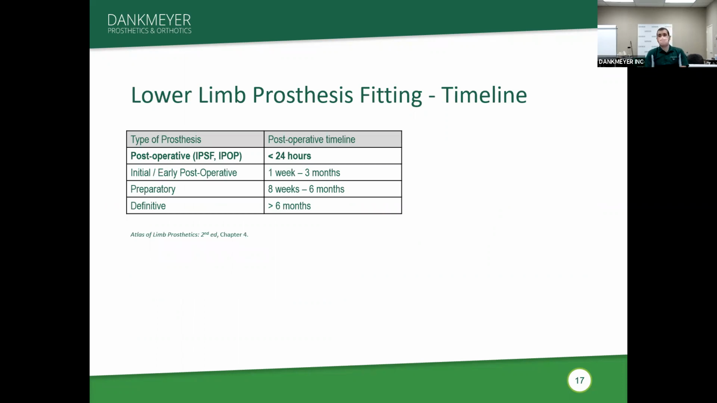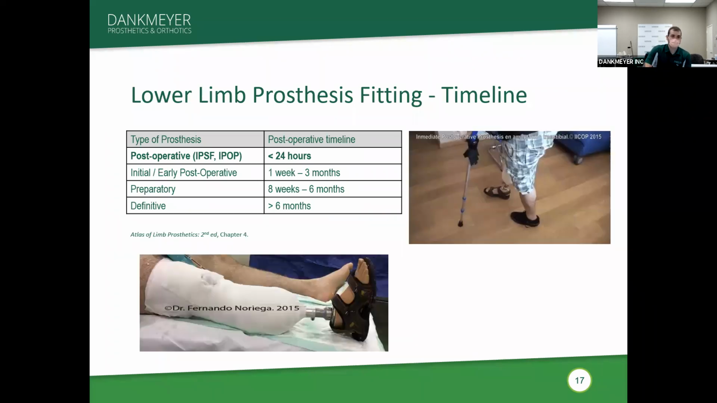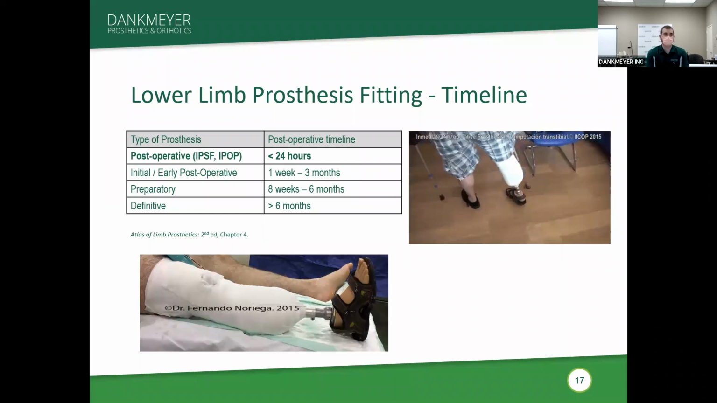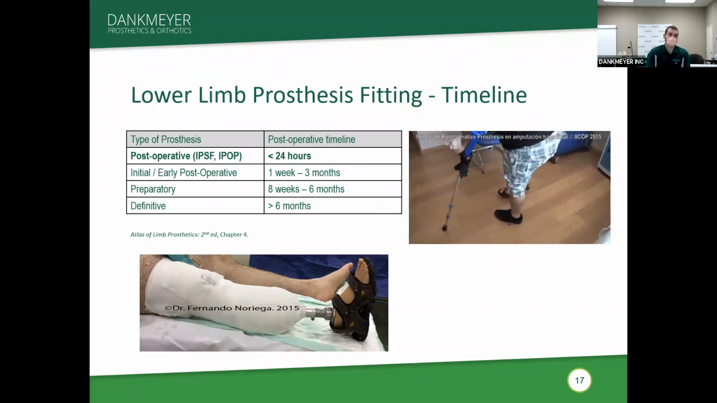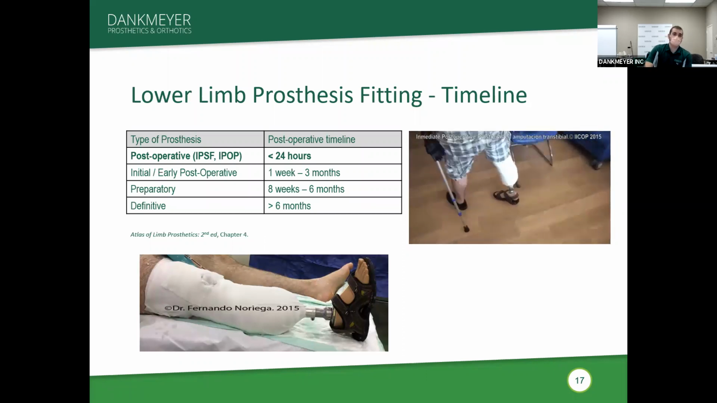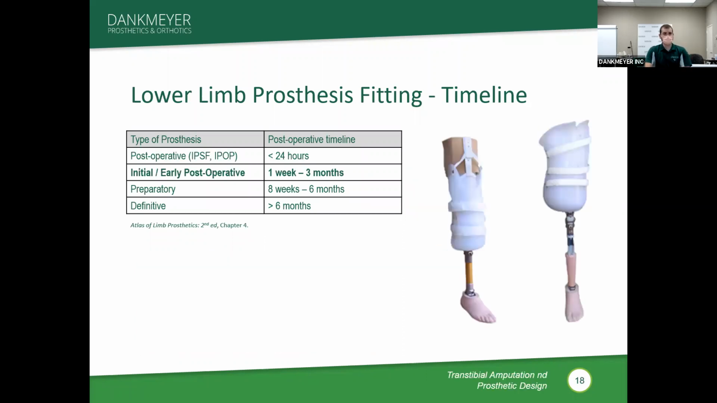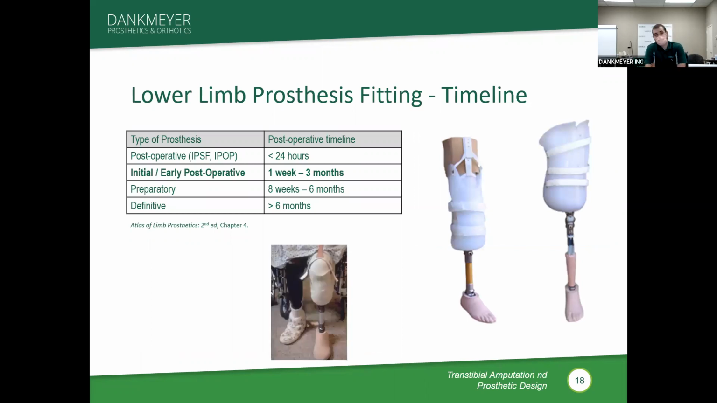So again, reviewing the timeline for fitting of a prosthesis. IPOPs are not nearly as common for the transfemoral level. They're quite a bit more complicated. Typically what I've seen a little bit more of is an early fitting and post-operative type device where you're simply trying to protect the residual limb. And that's really the goal at this stage: to protect the residual limb, help control swelling, and help to make sure that everything's getting stabilized.